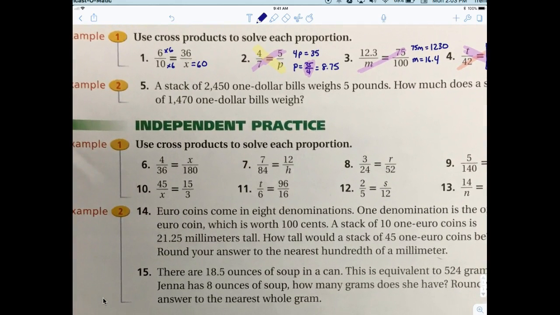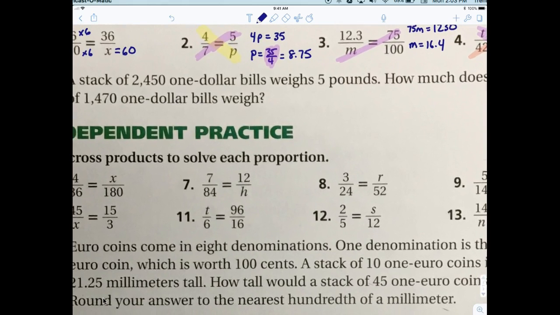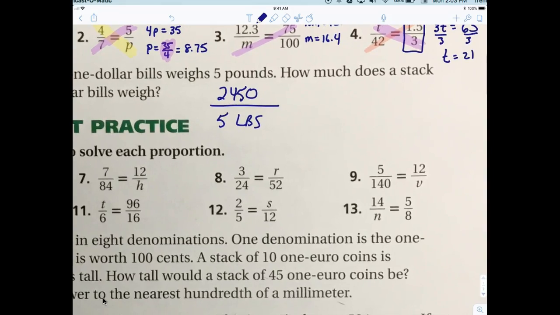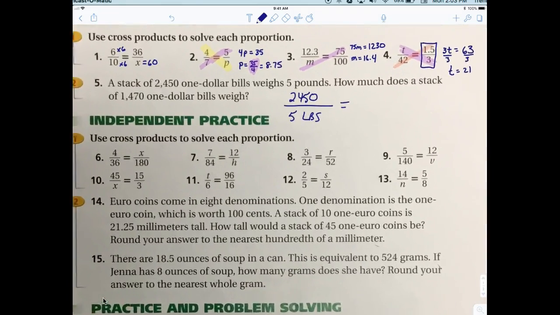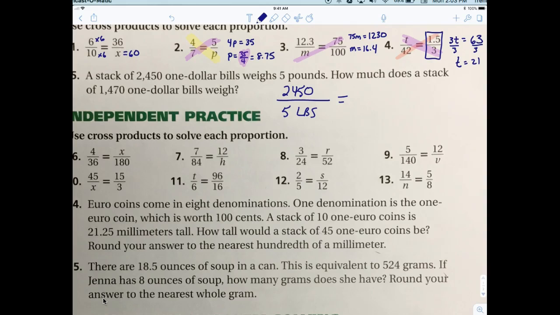A stack of 2,450 $1 bills weighs 5 pounds. Is everybody with me? We want to know if my stack is 1,470. So where does that go, on the top or the bottom? The top, because that's how many there are. So I put 1,470 on the top, and then x would go on the bottom.